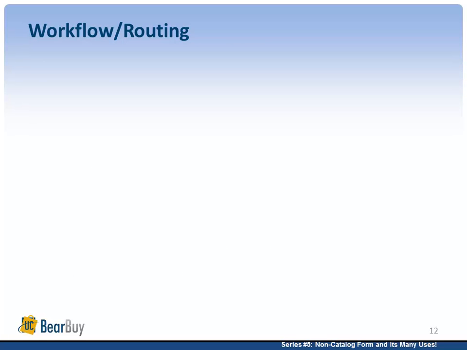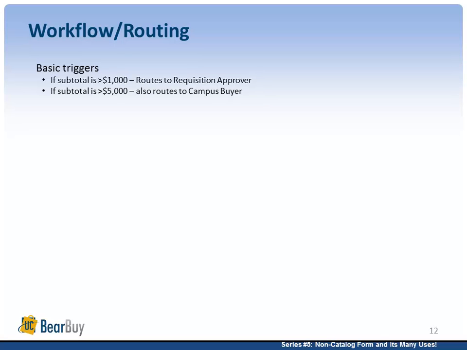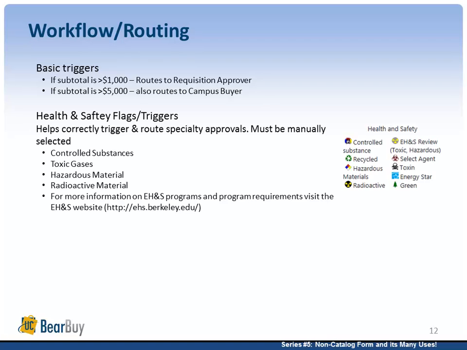Now let's go over the workflow and the routing for this particular form. So there are two basic triggers for general purchases on this form. If the subtotal is greater than $1,000, this will route to a requisition approver to review and approve. If the subtotal is greater than $5,000, this form will also route to a campus buyer to review and approve.